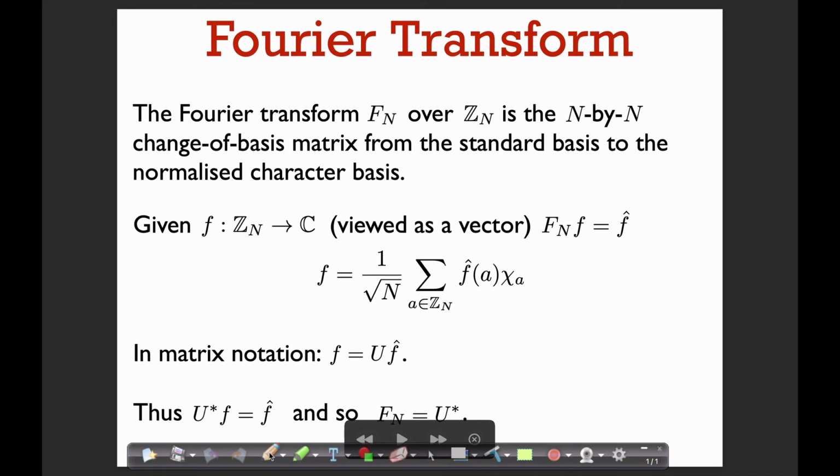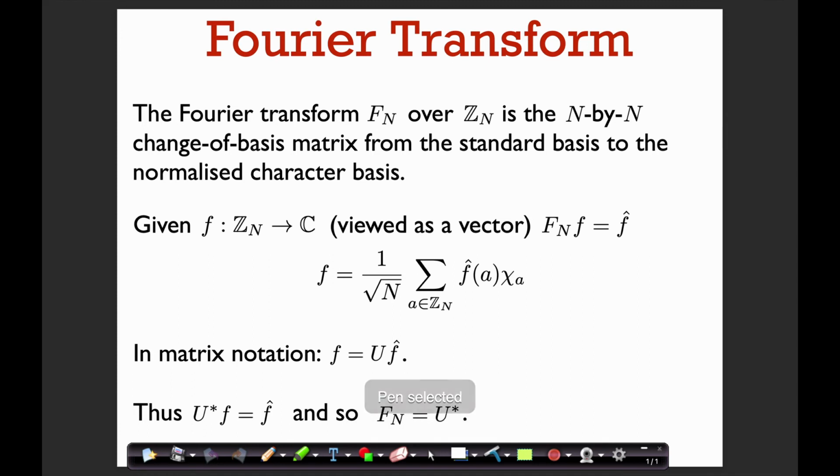Okay, so more precisely, f is equal to 1 over root n times the sum over a, f hat of a times chi of a. Okay, so these coefficients here, they're multiplying the characters to give us f. Okay, so it's just how to write f in this basis of normalized characters. Okay, so let's think about this equation for a second. And we can write this more succinctly in matrix notation.